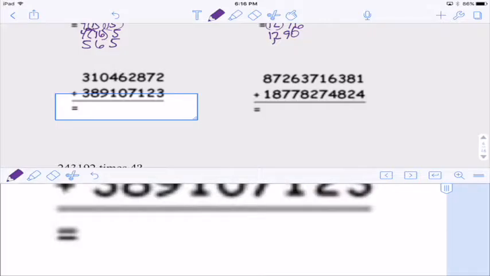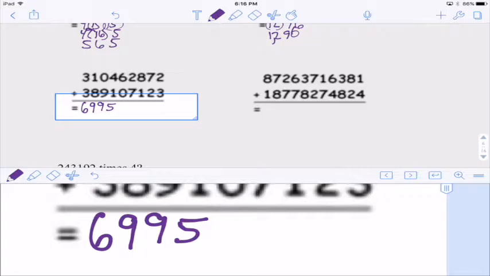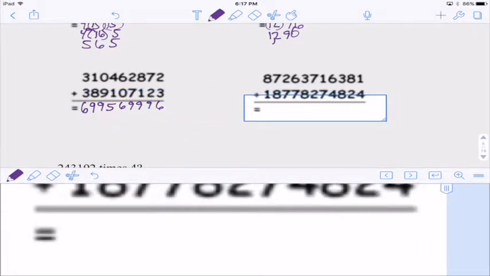Then things get pretty crazy pretty quick, but it's still not that bad, right? We just add like we normally do, just adding straight up and down. 5, 6, 9, 9, 9, 6. No explosions. That was easy. And we do the same thing.